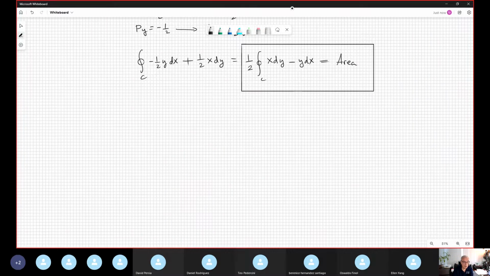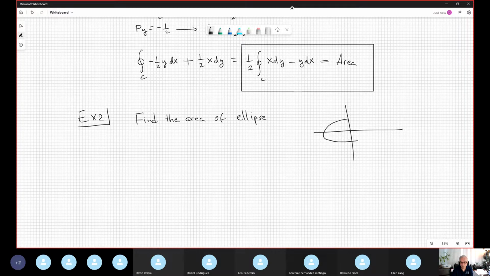Suppose I need to find, look, a curiosity, example 2. You need to find the area of an ellipse. Because I don't know the formula for the area of the ellipse. So basically, we have an ellipse. Here I need to find the area of the ellipse.